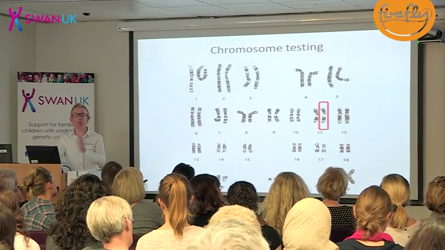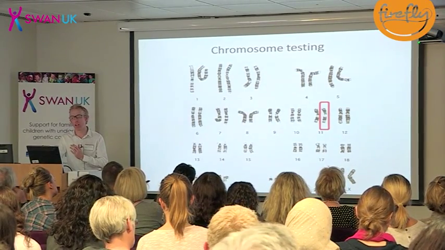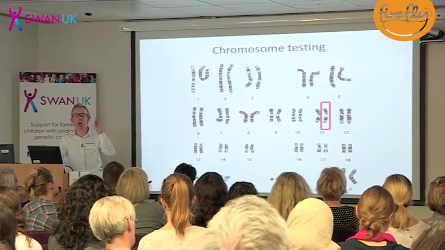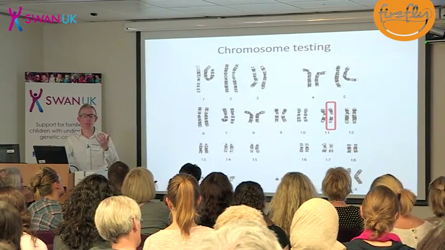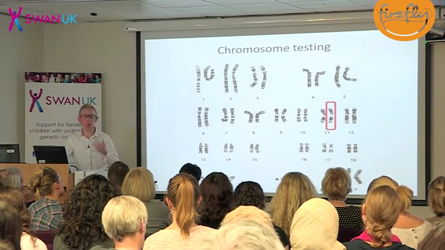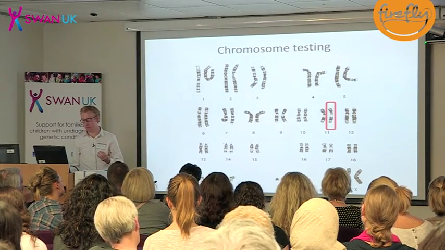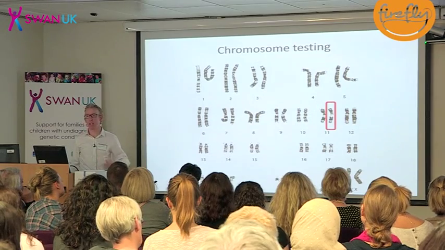There are different levels of genetic problem we might find. We might find a problem at the level of a whole chromosome. So, for example, a whole extra copy of one of the chromosomes, as is the cause of Down syndrome, a whole extra copy of chromosome 21 sitting down here.